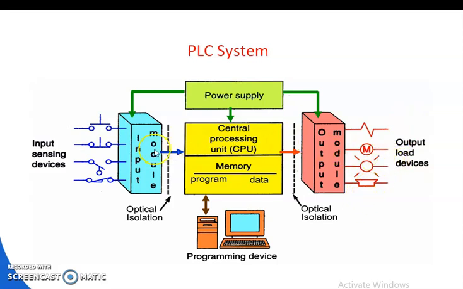The power supply goes from the input module to the output module through a power supply unit, which provides power to both the modules. It also provides power to the central processing unit, or CPU. Then the programming devices are connected here, that is a monitor computer and a programmable device. The optical isolation devices have the main function of isolating both modules from the input sensing device to the central processing unit.